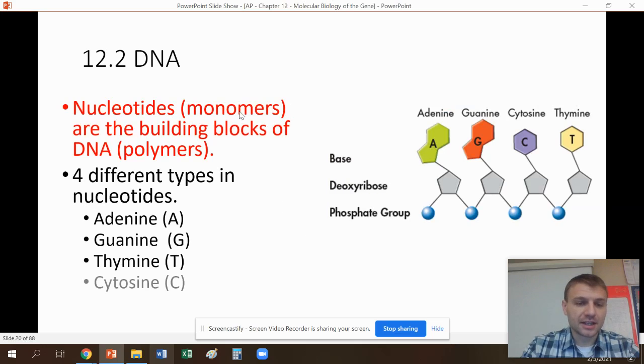So again, nucleotides, like I just mentioned, are the monomers of DNA. This is like the wall, and these are like the bricks that make up the wall. Now, there are four different types of nucleotides. We have adenine, guanine, thymine, and cytosine.